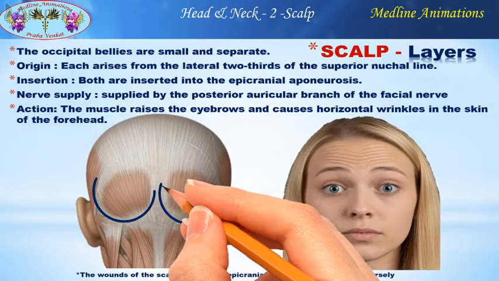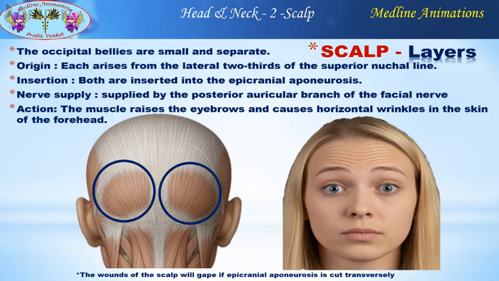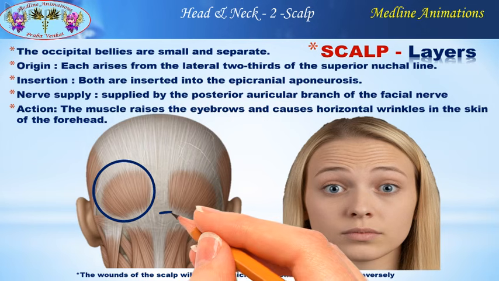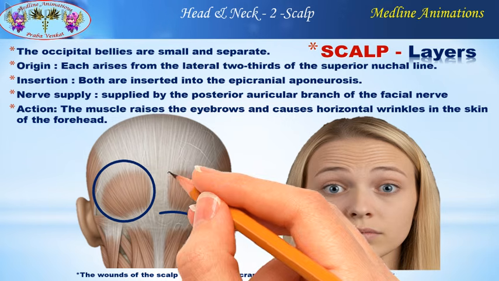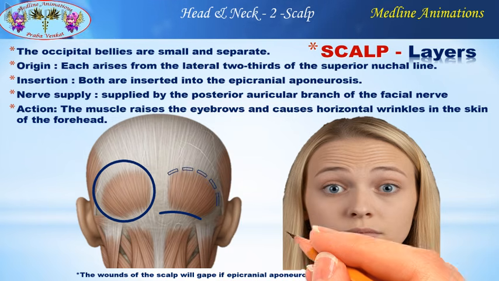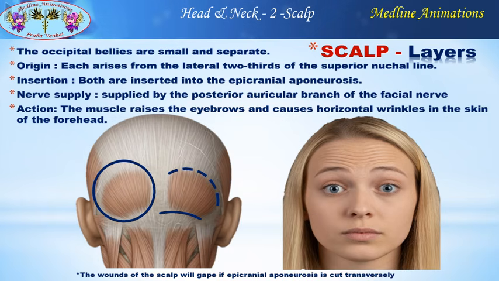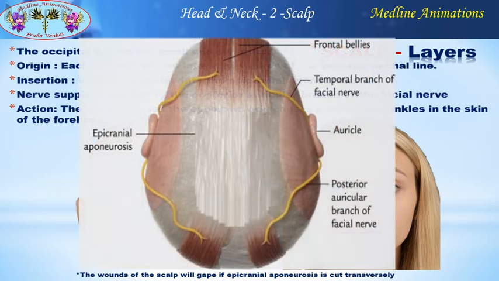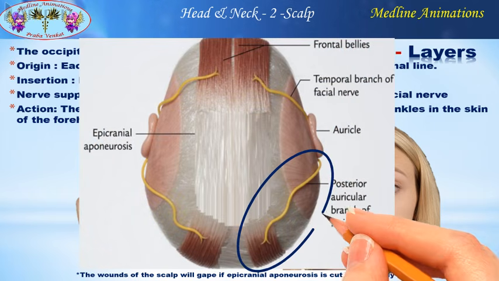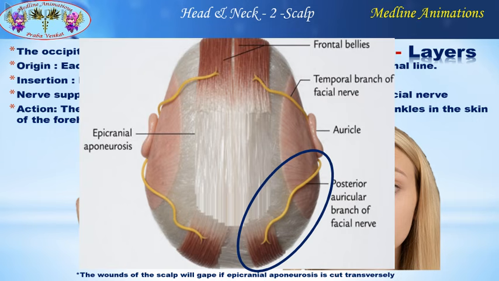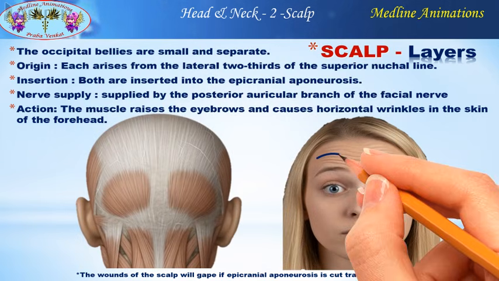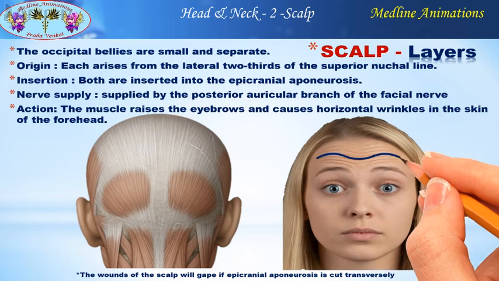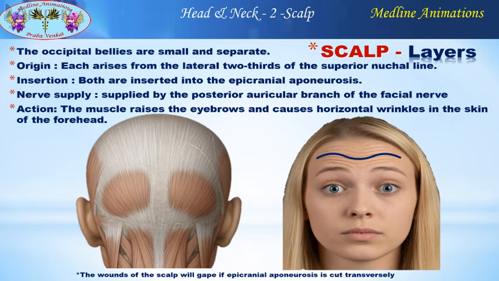The occipital bellies are small and present separately. Origin: the occipital bellies arise from the lateral 2/3 of the superior nuchal line. Insertion: the occipital bellies are inserted into the posterior aspect of the epicranial aponeurosis. Nerve supply: the occipital bellies are supplied by the posterior auricular branch of the facial nerve. Action of the occipitofrontalis muscle: this muscle raises the eyebrows and produces horizontal wrinkles in the skin of the forehead, as seen in the picture.